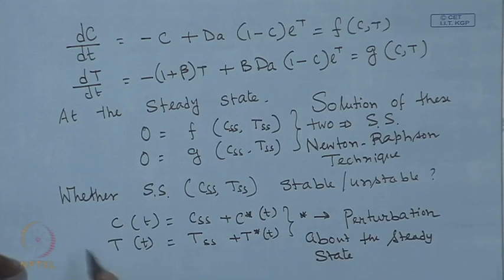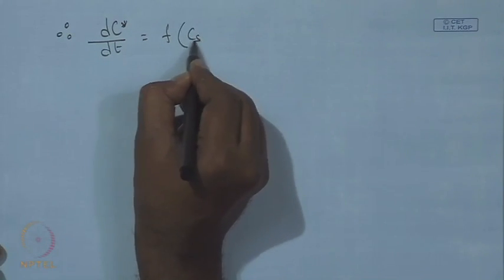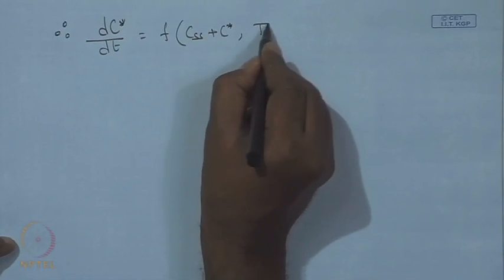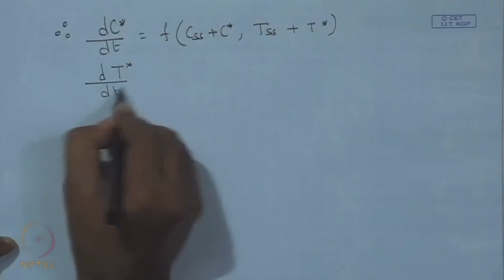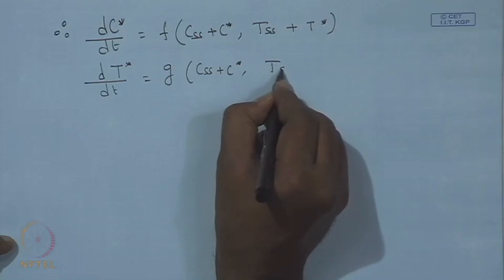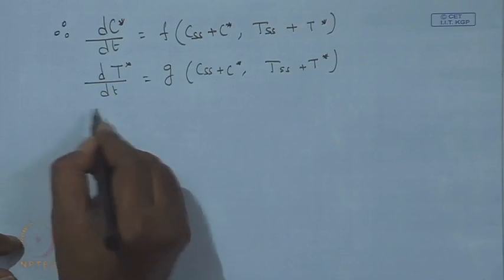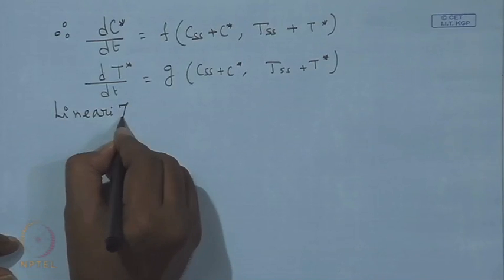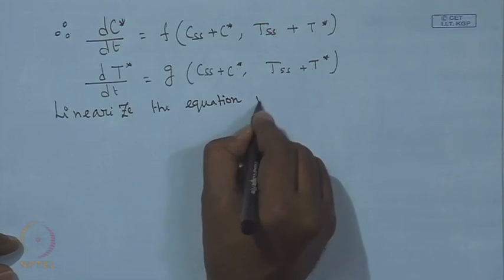Now, we write the governing equation in terms of the perturbed variables C star and T star and see what we get. If we really do that, we will get dC star/dt equal to a function of CSS plus C star and TSS plus T star, and dT star/dt will be a function of CSS plus C star and TSS plus T star. Now, again we linearize the equations using Taylor series expansion.